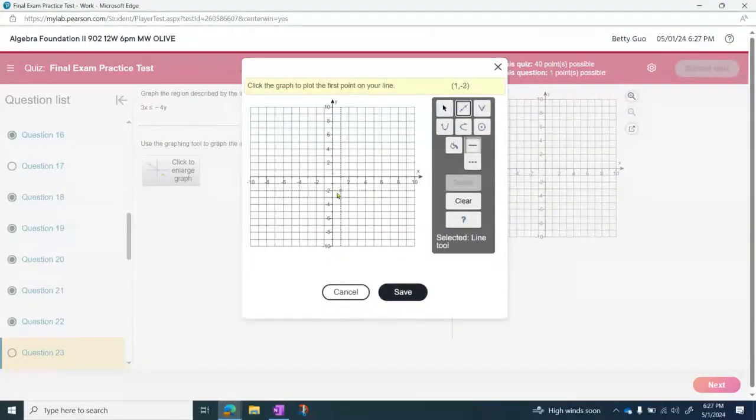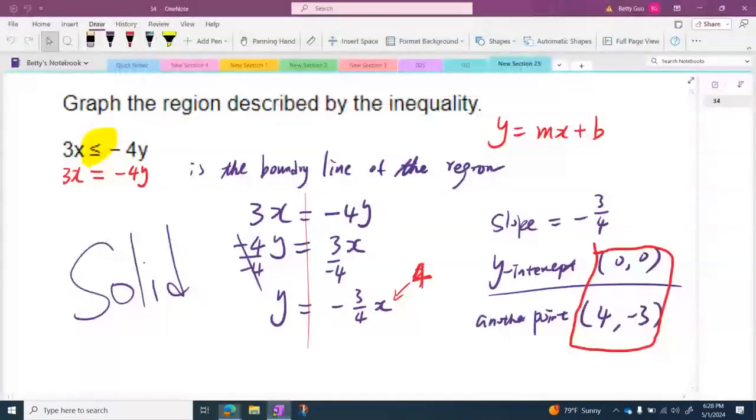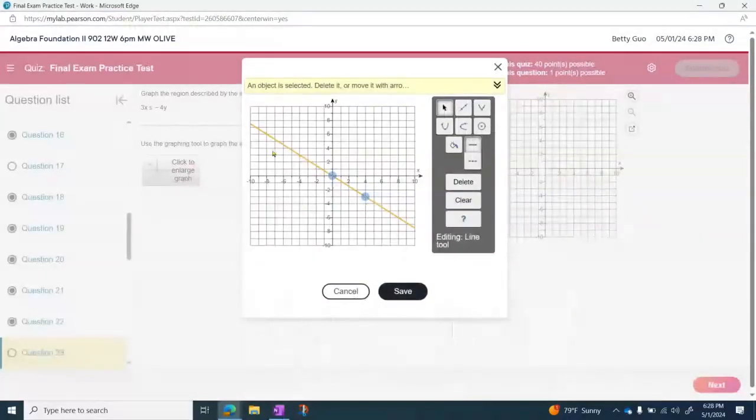A solid straight line passing through (0, 0) and (4, -3). (4, -3) is in quadrant 4. Is that there? Let me look at it closer. That's (0, 0). So 1, 2, 3, 4. Go down 1, 2, 3. Yeah, (4, -3). Let me double check. Yeah, (4, -3). So that's the line. That's the boundary line. We are not done yet.